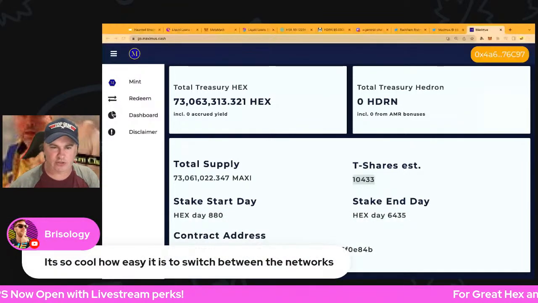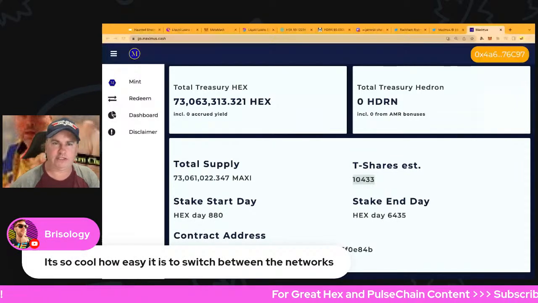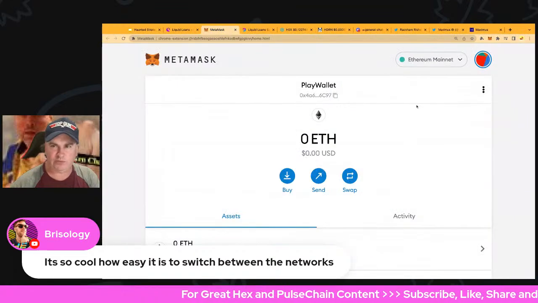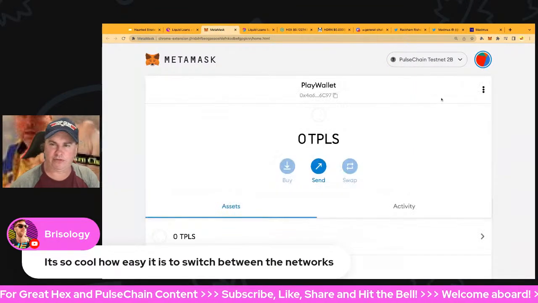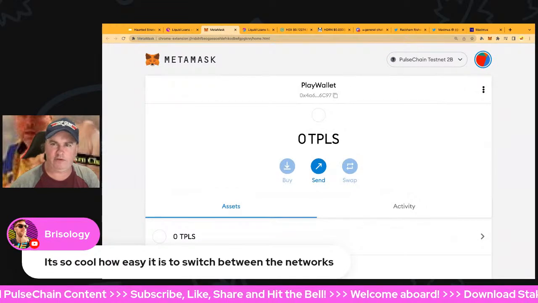Prosology says it's so cool how easy it is to switch between the networks. It is very, very cool on the wallets there. So on the wallets here, you switch between networks, go to Pulsechain, that's it, and you'll see your airdrop, the biggest airdrop in crypto history. And when mainnet goes live, you'll be able to just do that.